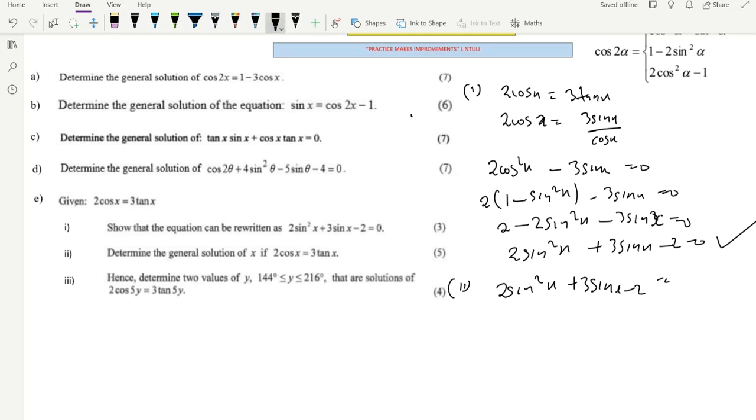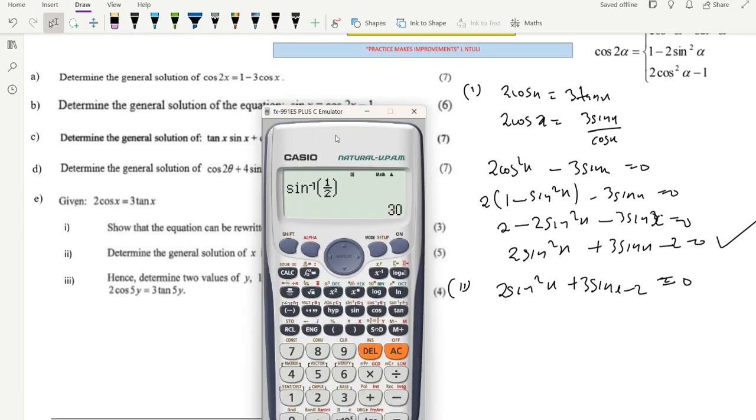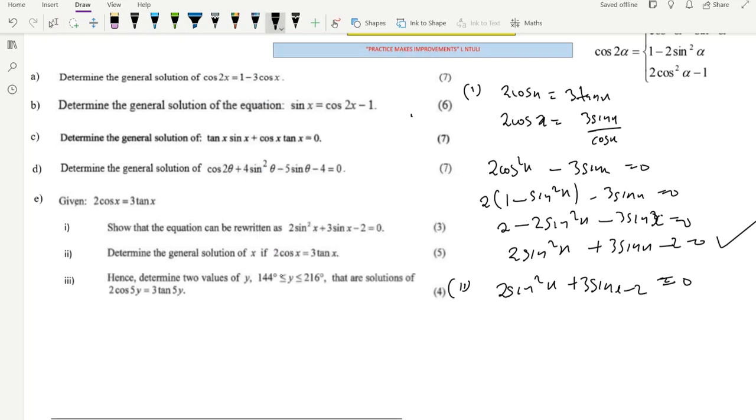3 sine x minus 2 equal to 0. Find my calculator. Go to the equation, then go to part 3. What is the value of A? It's 2. The value of B is 3. And the value of C is negative 2. We know that it will be sine plus 2.